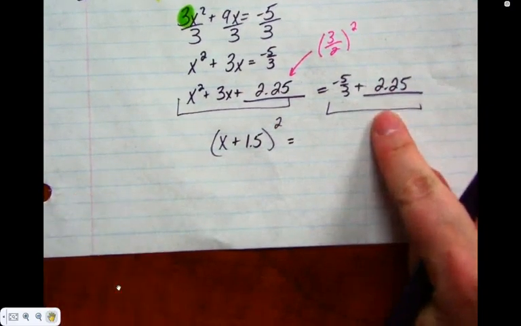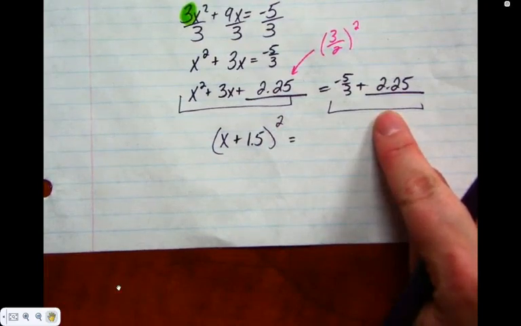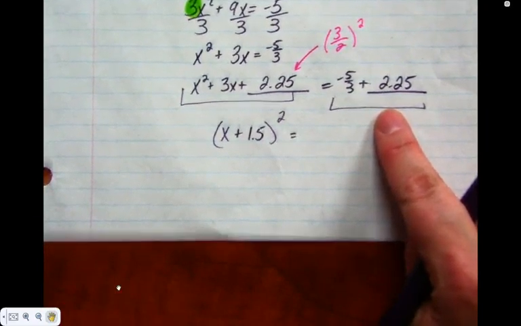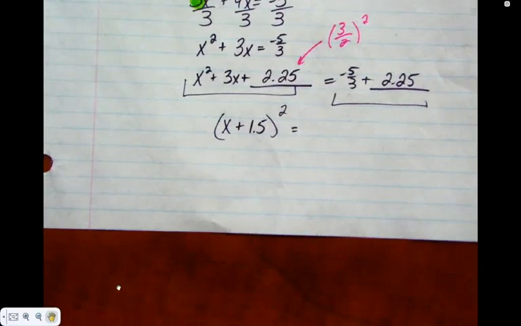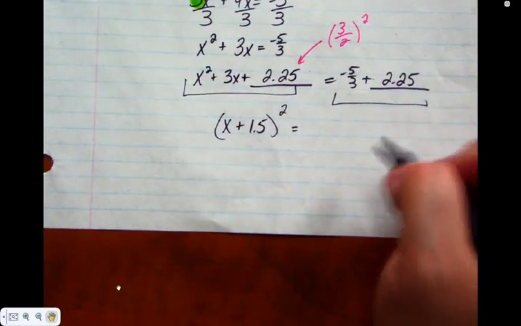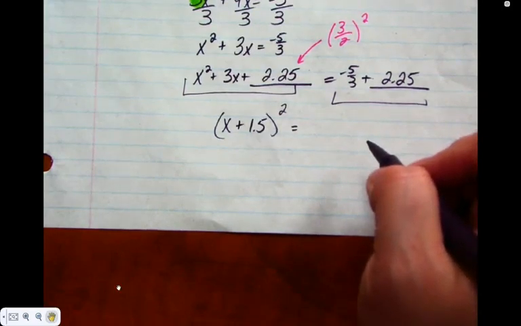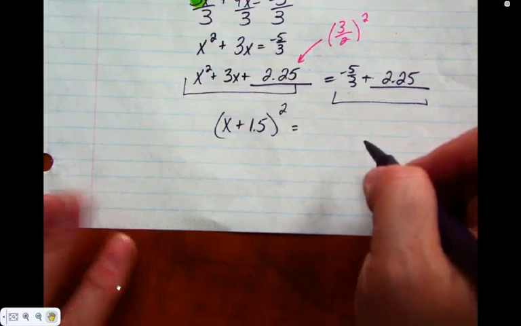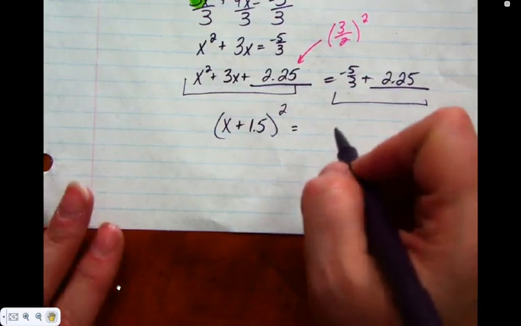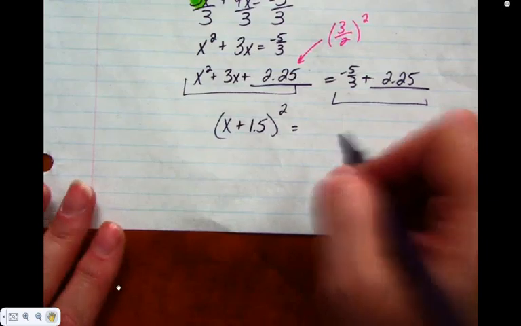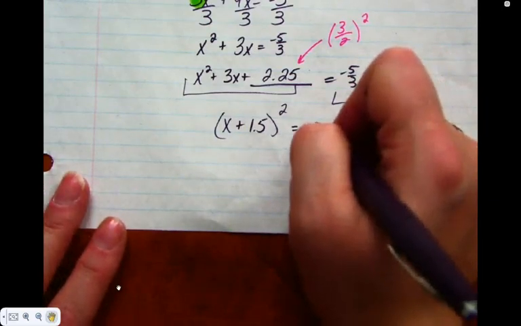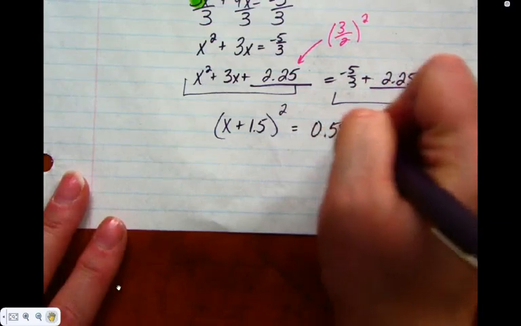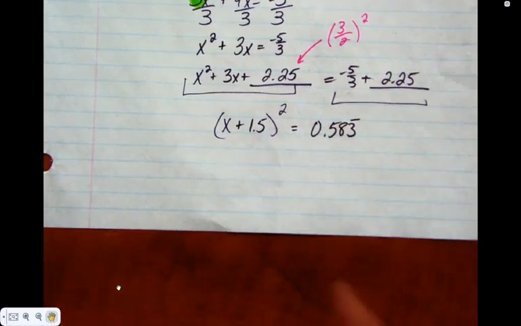What do I do with all this crap that's over here? Plug it into your calc. So do negative 5 divided by 3 plus 2.25. Confirm that number. That's why we do it on my calc, because I don't want to do that by hand. I don't want to do that much thinking. That sounds confirmed. Okay, don't worry, it's a decimal. It's just a number. We'll carry on.